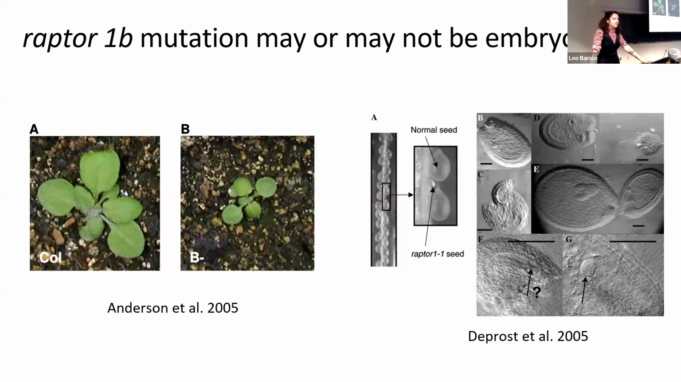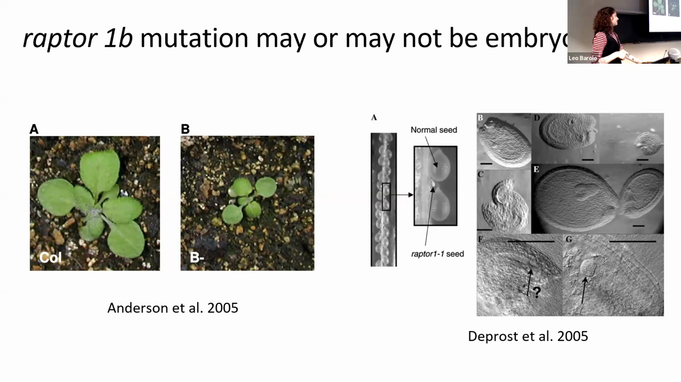Now the question is whether or not raptor 1b mutation or complete knockout may or may not be embryo lethal. I'm focusing on raptor 1b right now because it's the higher expressed of the two genes. And again, it's expressed in all tissues all the time, rather than just in the later stages of plant development. There are a bunch of papers, and I'm going to show a few of them, that give us conflicting results, conflicting opinions about whether or not raptor 1b knockout is or is not embryo lethal.